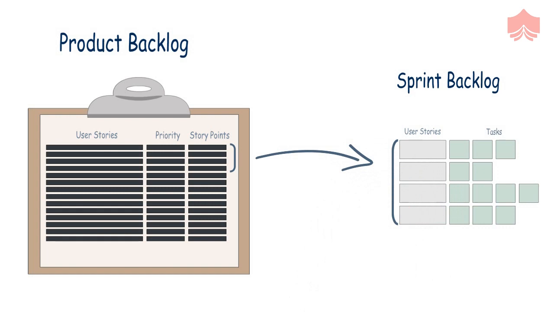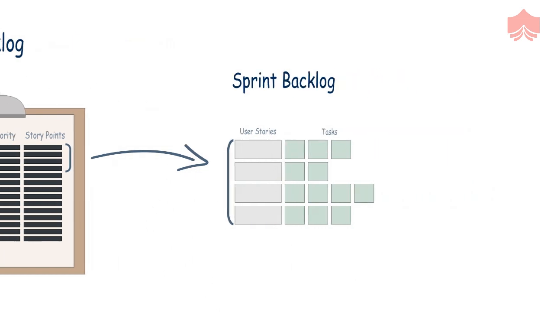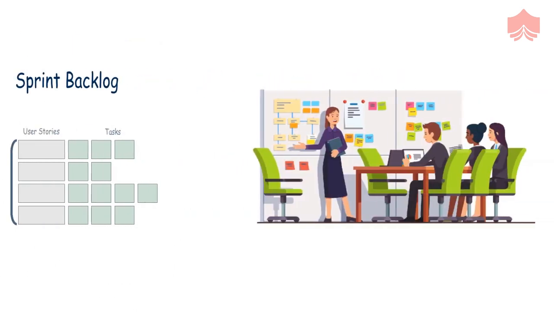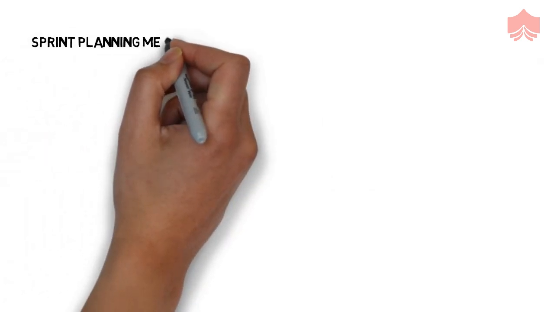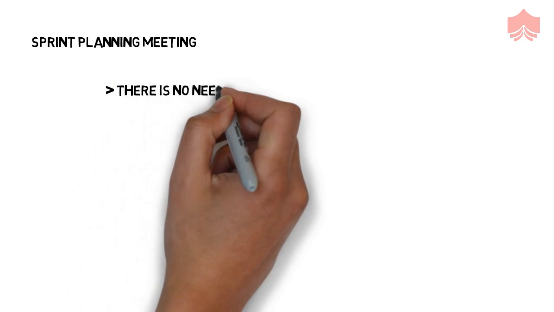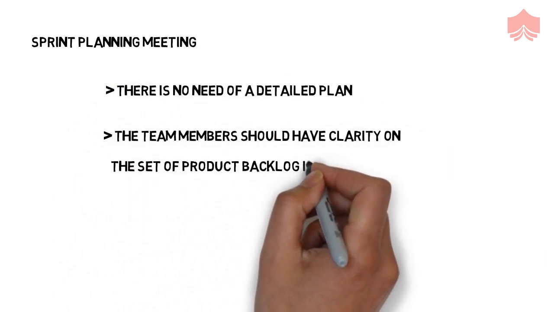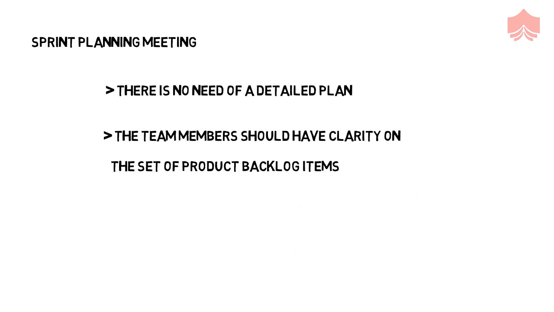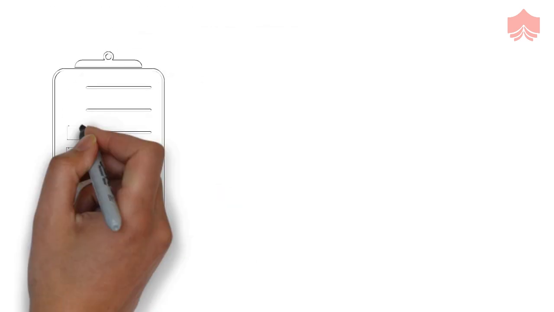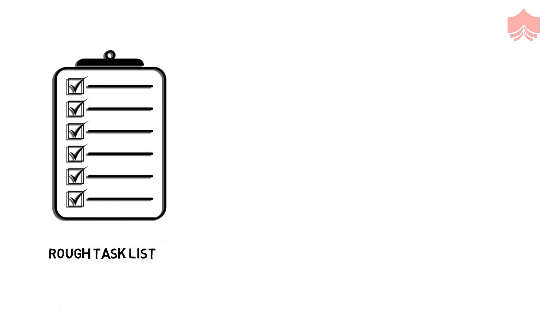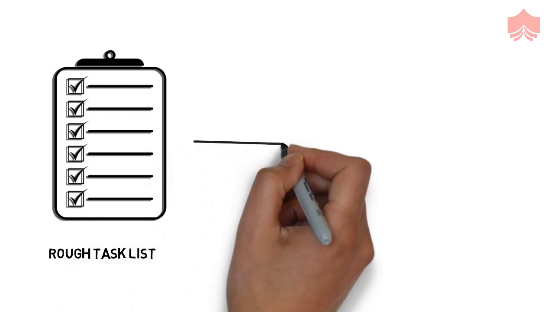After selecting the items of the Sprint Backlog, the team discusses how it is going to work on them during the sprint planning meeting. The plan made in the sprint planning meeting doesn't need to be detailed, but the team members should have clarity at least on the set of Product Backlog items which they are going to deliver in this sprint. Additionally, they should also have a rough plan of how they are going to work together in order to do it. For doing this, the team can create a rough list of tasks which are to be performed in order to complete each item of the backlog.